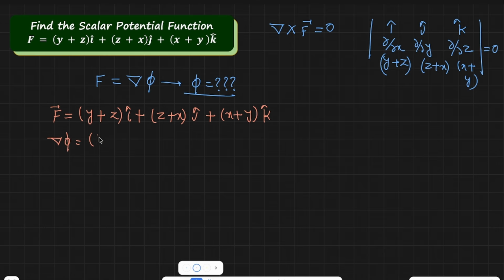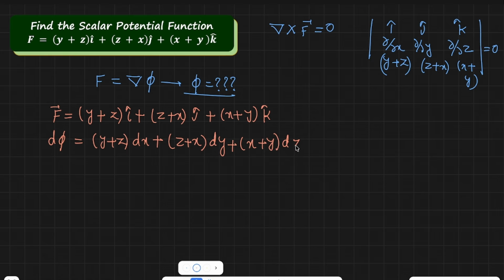Okay, so this will be the del phi, that is going to be y plus z. Not del phi, you write down d phi. Delta is not the derivative, d is. This is y plus z dx, z plus x dy, and x plus y dz. So basically we have multiplied F dot dr. So this is nothing but F dot dr, where F is basically del phi, and this is basically dr.